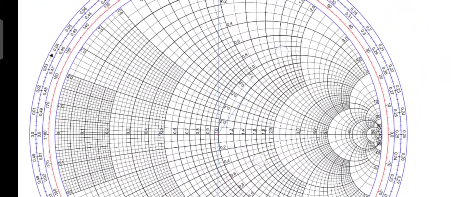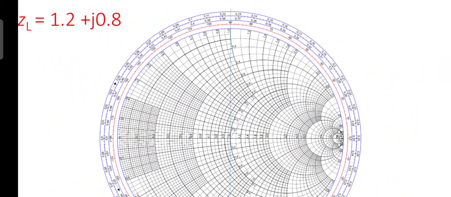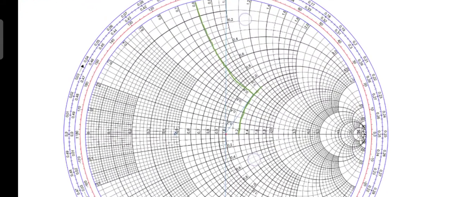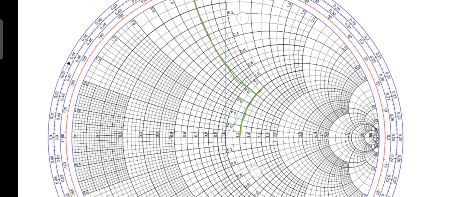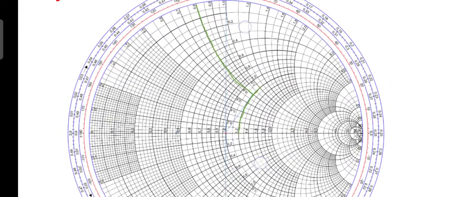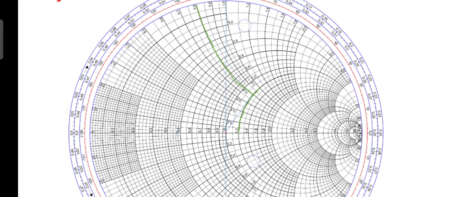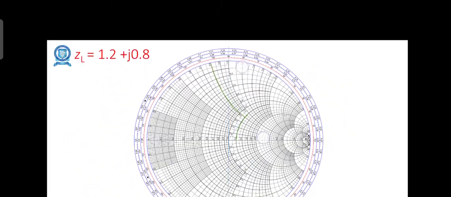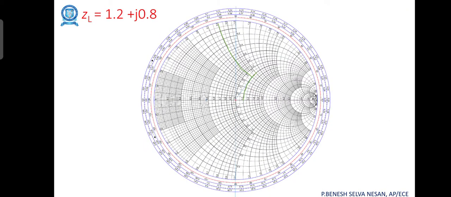The intersecting point of this 1.2 and this J0.8 is our load impedance point, 1.2 plus J0.8. Here I am drawing two dotted lines, and they intersect at this point. Take this 1.0 as the center and this intersecting point as the radius. Then draw a circle using a compass.